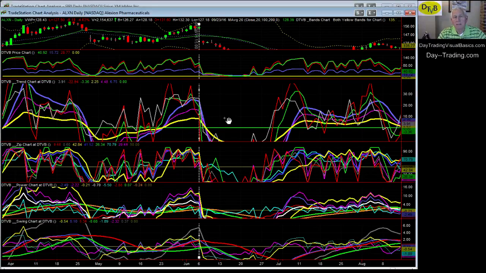But in both cases, we identify them before the gap, which is critical for anybody that trades gaps. I mean, there's a lot of people that say they trade gaps, and what they do is after it gaps, then they start trading it. We're not aware of anybody that has a system that can identify gaps like we can in the day trading Visual Basics system. So we are excited, let me tell you.